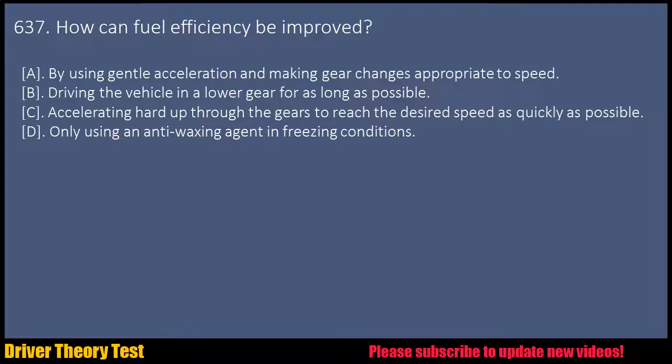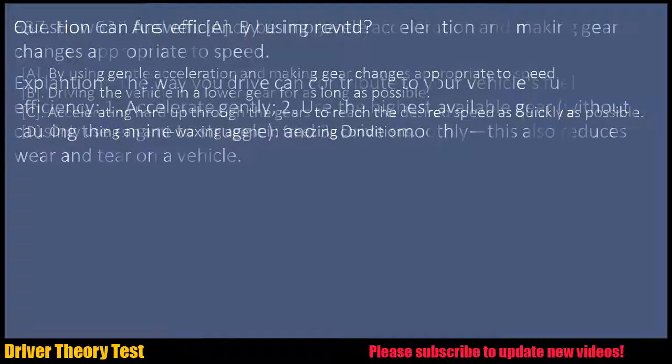Question 637. How can fuel efficiency be improved? A. By using gentle acceleration and making gear changes appropriate to speed. B. Driving the vehicle in a lower gear for as long as possible. C. Accelerating hard up through the gears to reach the desired speed as quickly as possible. D. Only using an anti-waxing agent in freezing conditions.